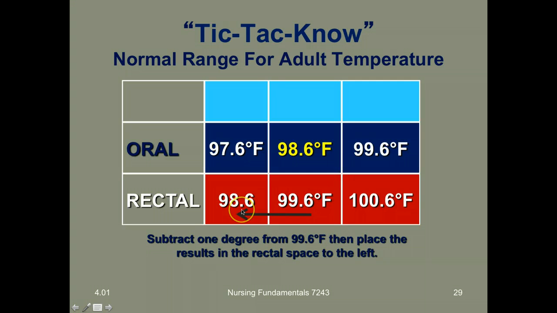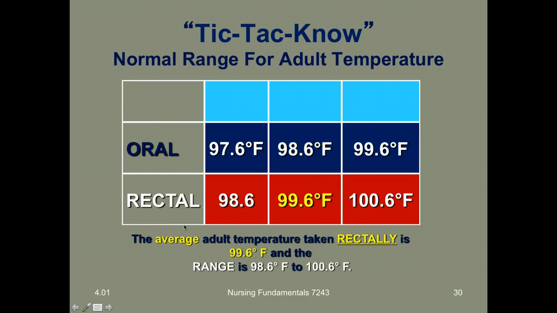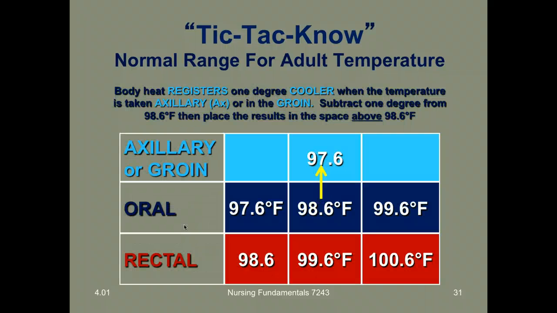And of course we subtract 1 degree and place it to the left. So we now have oral and rectal temperatures. The average adult temperature taken rectally is 99.6. The range is 98.6 to 100.6.